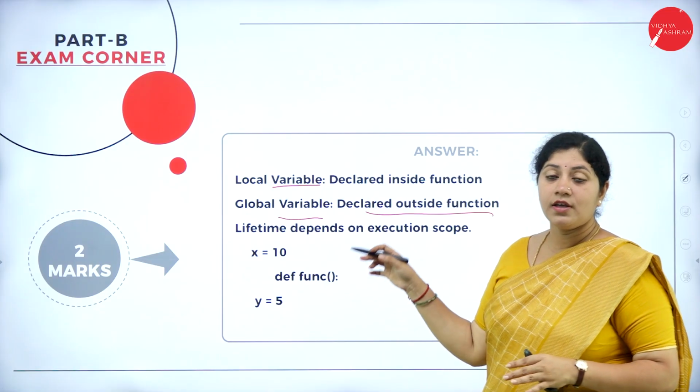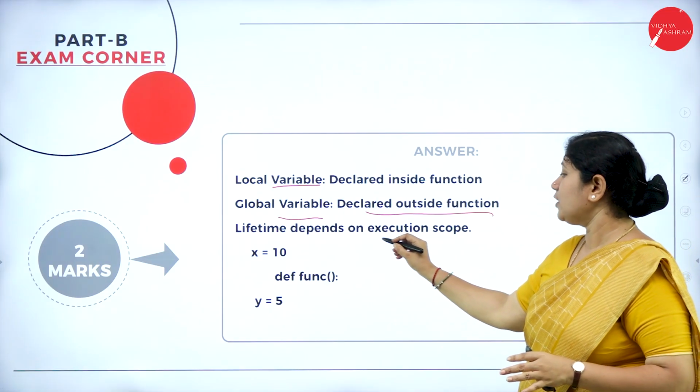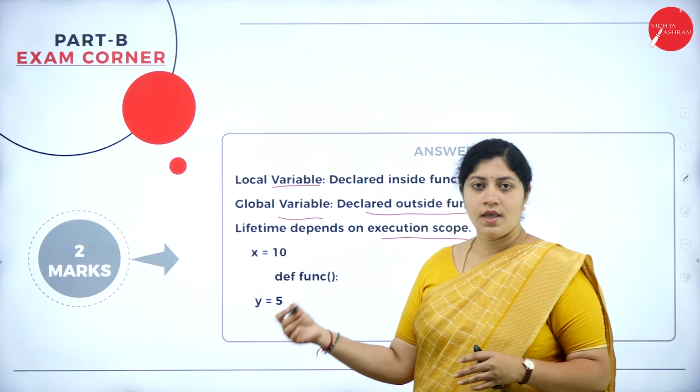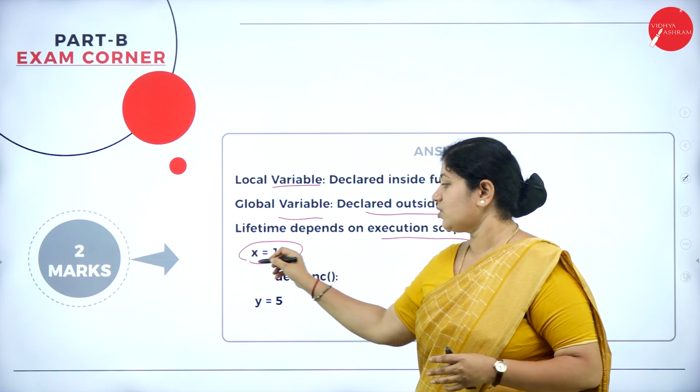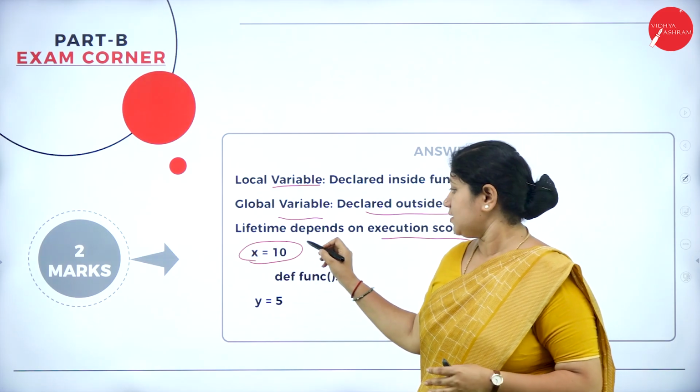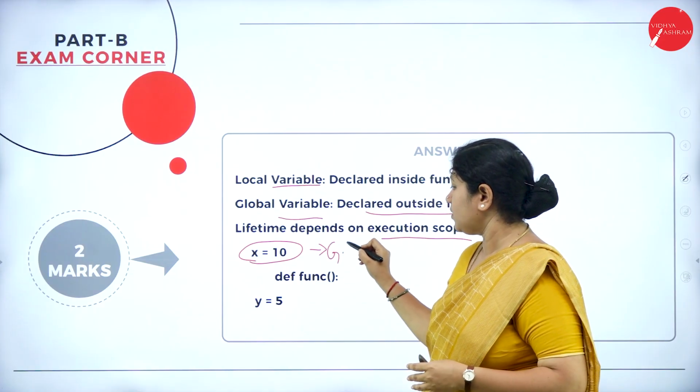Next, the lifetime. The lifetime of this variable depends on the execution scope. Example, x equals 10. So this is before the function and this is a global variable.